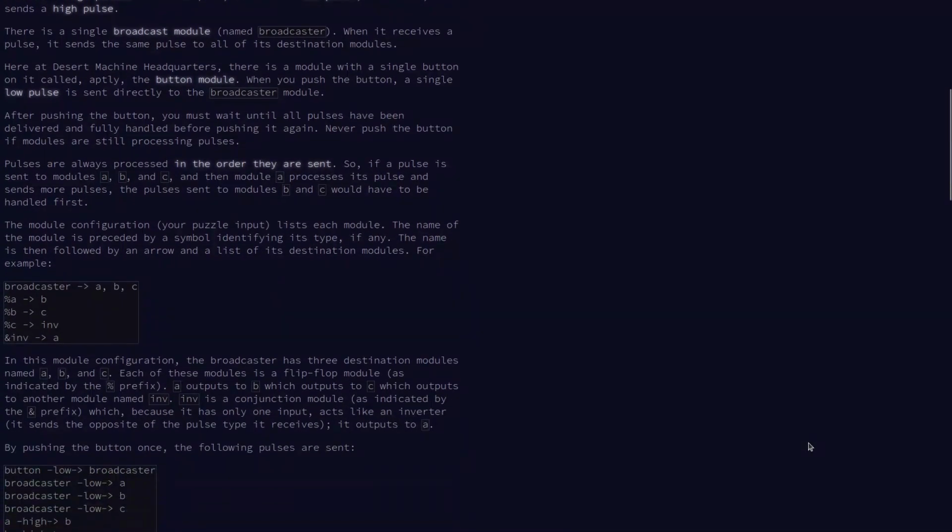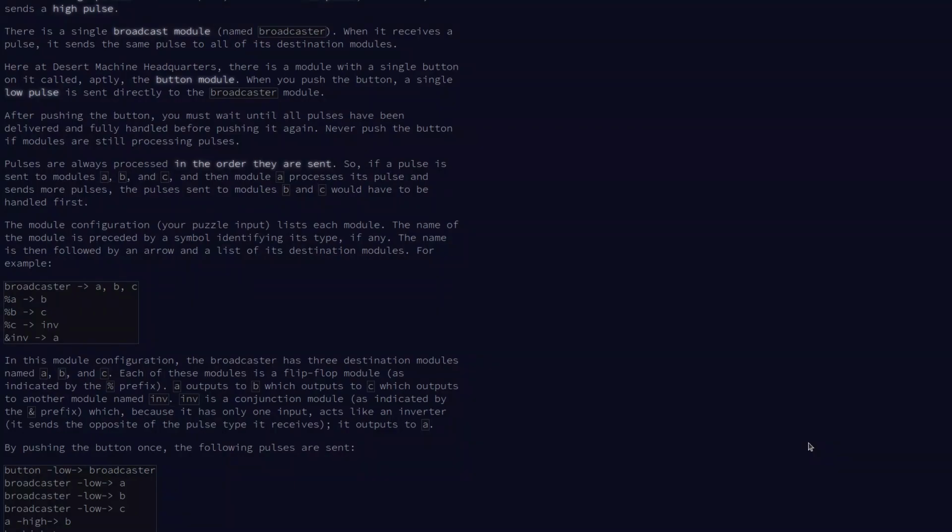Conjunction modules, prefix AND, remember the type of the most recent pulse received from each of their connected input modules. They initially default to remembering a low pulse for each input. When a pulse is received, the conjunction module first updates its memory for that input. Then, if it remembers high pulses for all inputs, it sends a low pulse. Otherwise, it sends a high pulse.